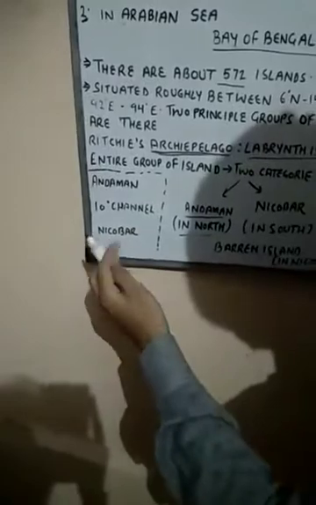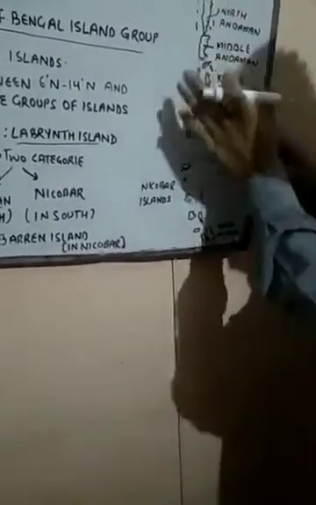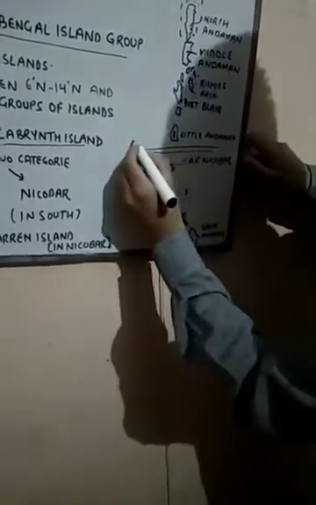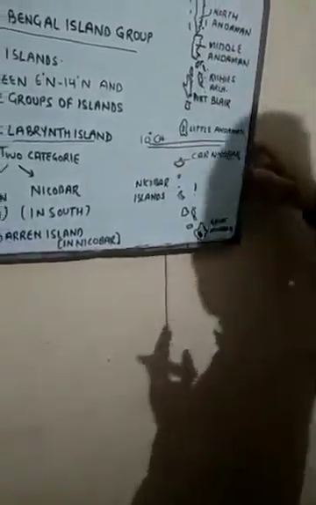Andaman and Nicobar are separated by the Ten Degree Channel. A channel is a pathway of water. Basically this is Andaman. This is what we know by the name Ten Degree Channel. It is a passage of water which divides these two, the Andaman and Nicobar Islands.